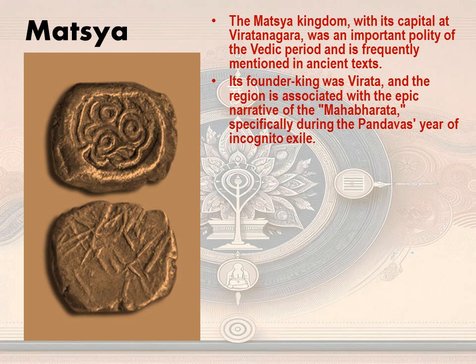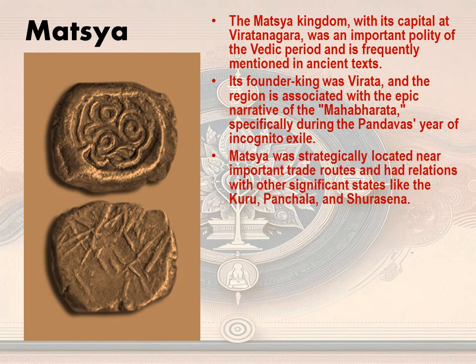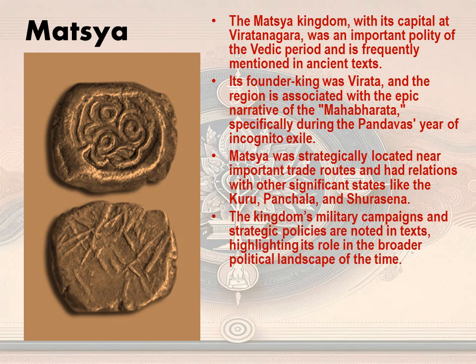specifically during the Pandavas' year of incognito exile. So when the Pandavas, the 5 Pandav brothers, went to exile, they hid in the territory of Virat. Matsya was strategically located near important trade routes and had relationships with other significant states like Kuru, Panchal and Surasena. The kingdom's military campaigns and strategic policies are noted in text, highlighting its role in the broader political landscape of the time.